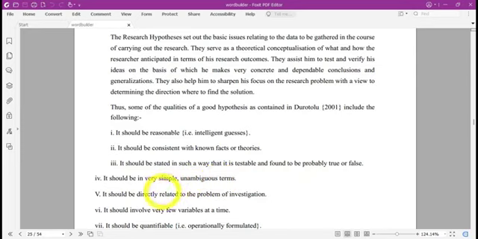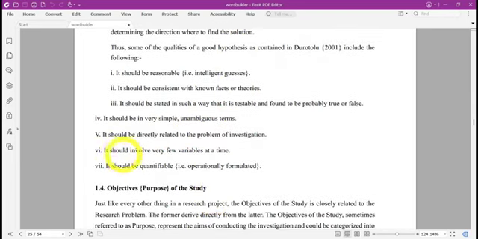It should be directly related to the problem of investigation. Your hypothesis should be directly related to the problem you're investigating. And then it should involve very few variables at a time. Then the last one, it should be quantifiable.